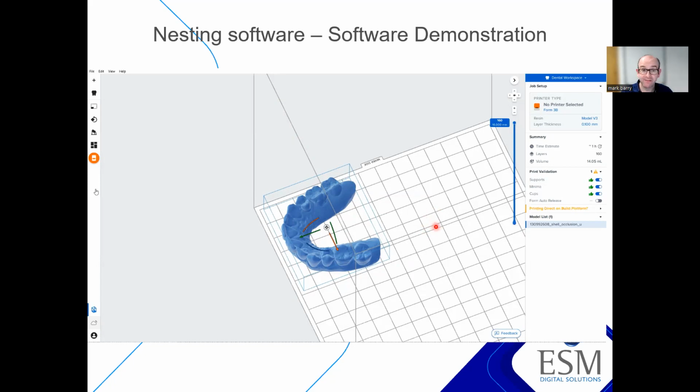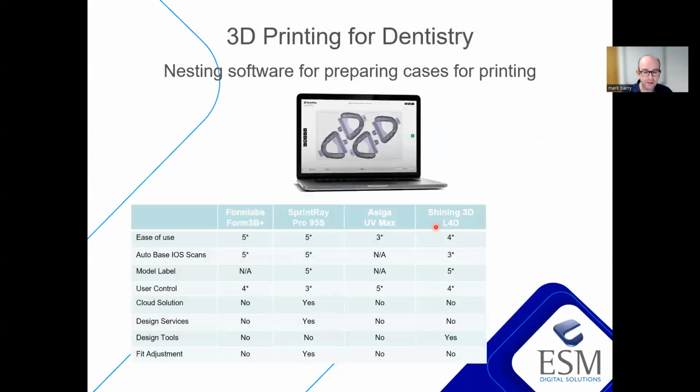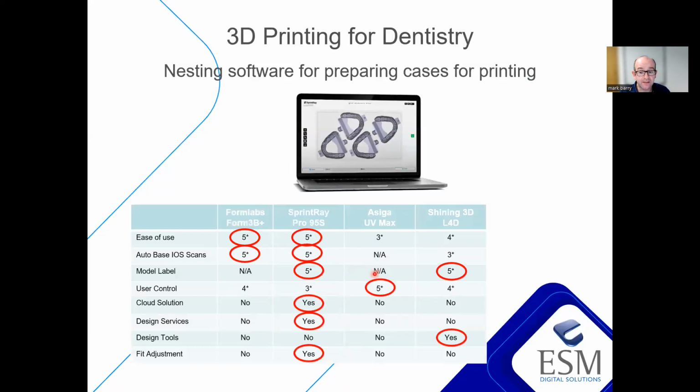So when you look at something that's clunky, you'll recognize that it's a clunky piece of software. So considering all those various factors, you just put a little matrix together just to talk about some of the printers that we're familiar with. Of course, there's lots of different printers out there, all having their own different softwares. But some of the key things to highlight: the ease of use, Formlabs and SprintRay, hands down. The ability to put bases onto the scans, again, Formlabs are in there. Sorry, I'm saying auto basing. We do have that ability within a Shining printer. Put labels on, we can do it in Shining, we can do it in SprintRay. We cannot do it in Formlabs nor with the Asiga software.